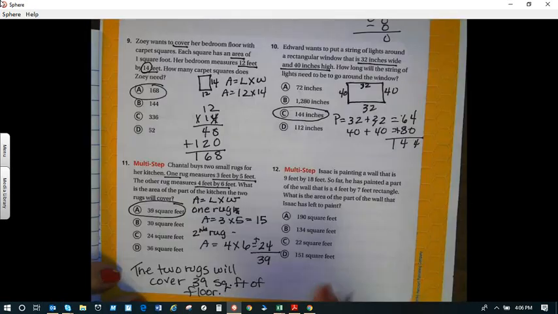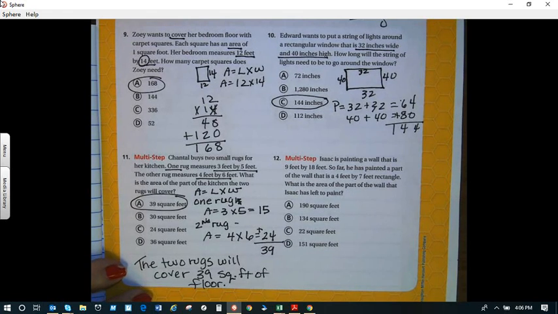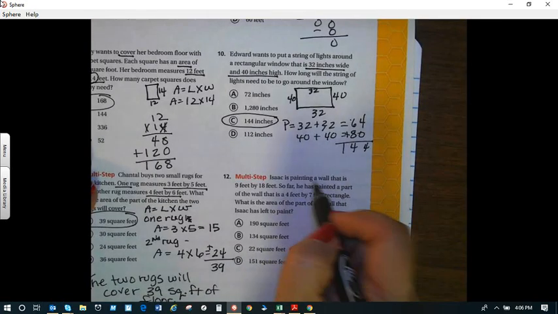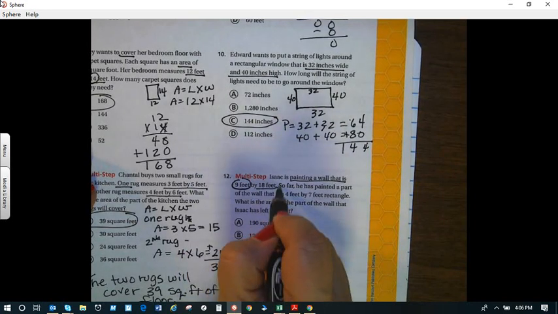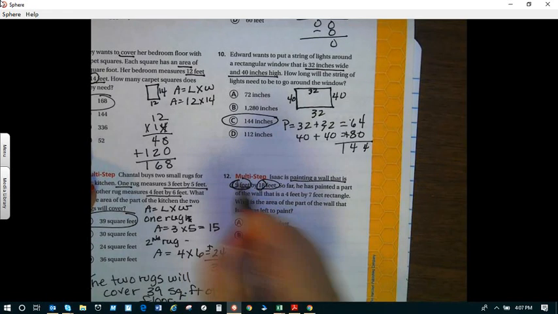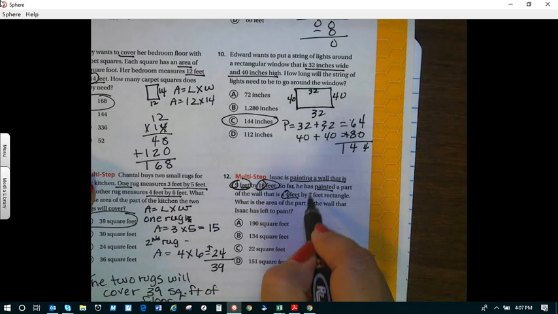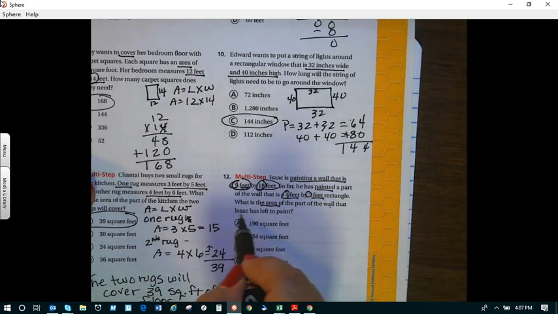And the last problem, Isaac is painting a wall that is 9 feet by 18 feet. So far he has painted a part of the wall that is 4 feet by 7 feet, rectangular. What is the area of the part of the wall that Isaac has left to paint? Okay, so let me come through. This is the total wall, 9 feet by 18 feet. So far, he's painted part of the wall, 4 feet by 7 feet.